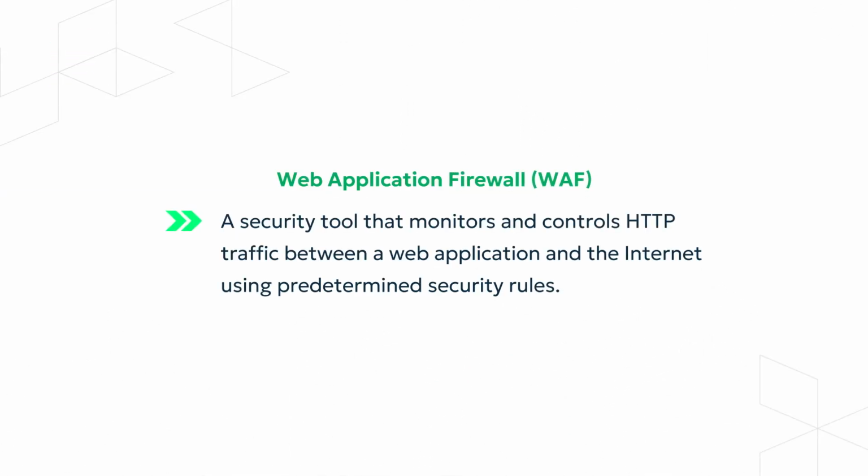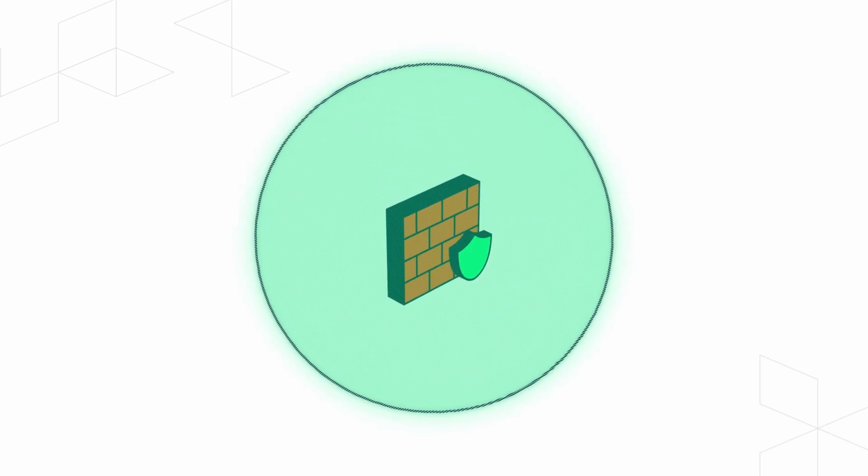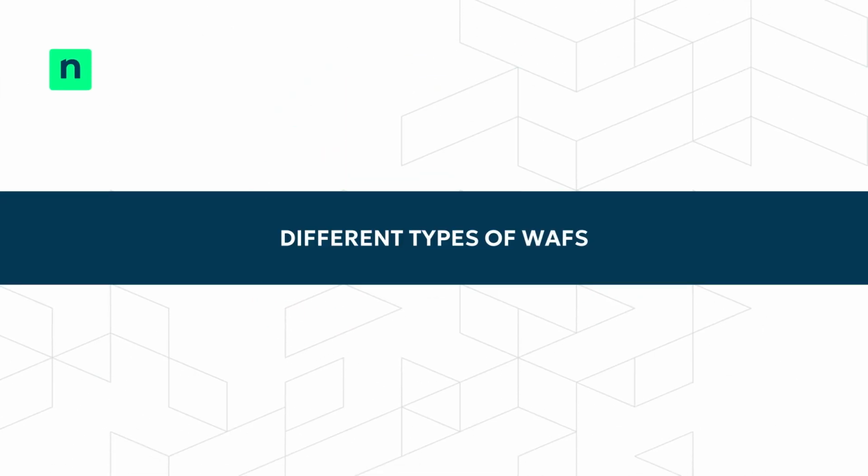What is a web application firewall? A WAF is a security tool that monitors and controls HTTP traffic between a web application and the internet using predetermined security rules. It protects your system from sophisticated cyber threats like SQL injection and cross-site scripting. Think of it as a barrier between your web applications and the internet. Every time you connect to the internet, a WAF analyzes incoming and outgoing traffic and filters out any suspicious request it finds.